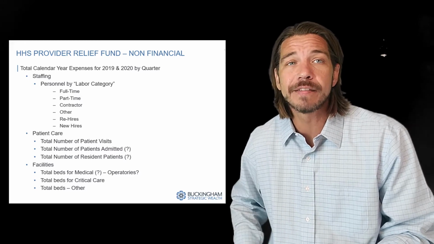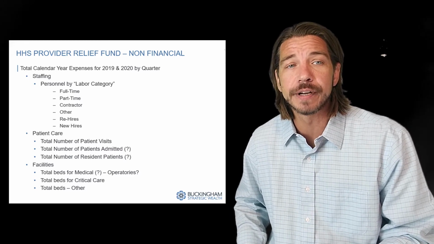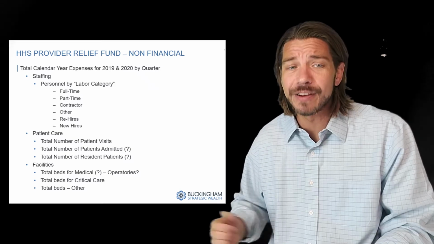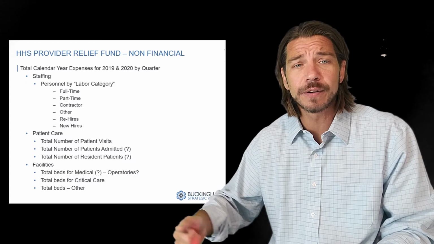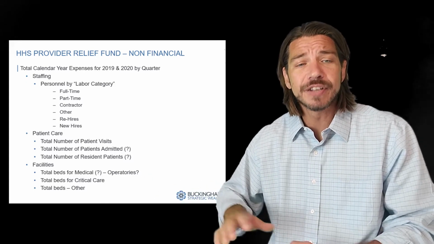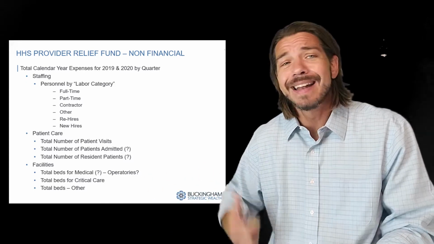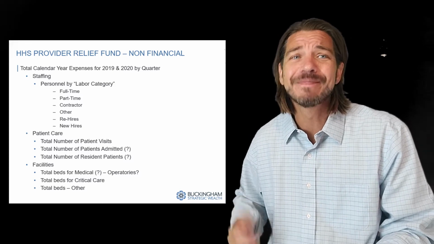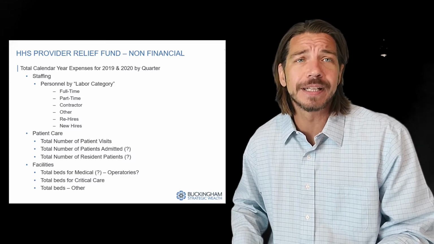If not, we're going to need some further guidance in terms of what they're looking for here. We also have to identify some of the elements of our facility. Now they're asking for total beds for medical, for critical care, and then just kind of total beds other. Now, do we have to identify how many operatories we have based off of that information? Again, it's not totally clear.